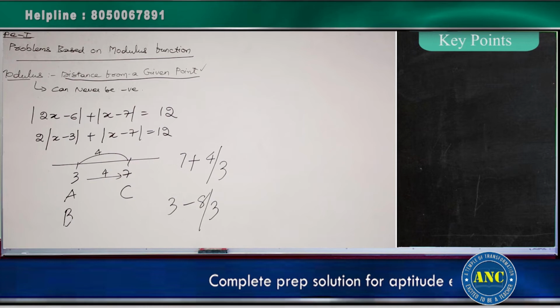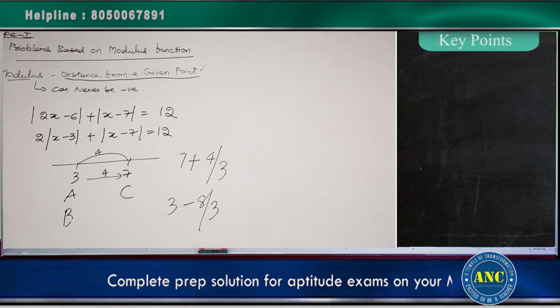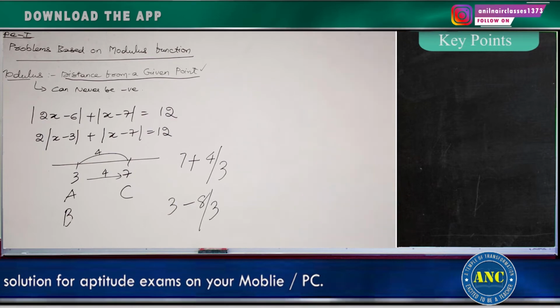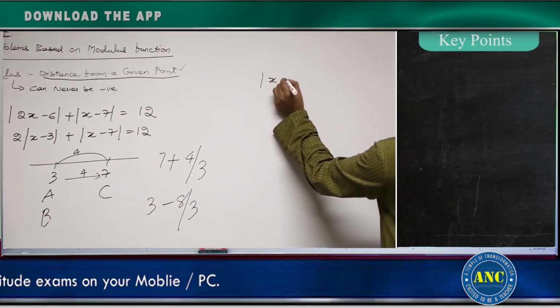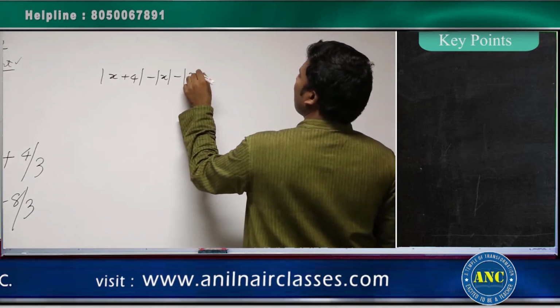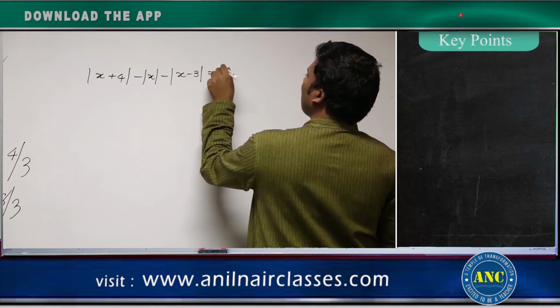But now, next one. Please put a star mark on this question. Mod x plus 4 minus mod x minus 3 equivalent to 12.